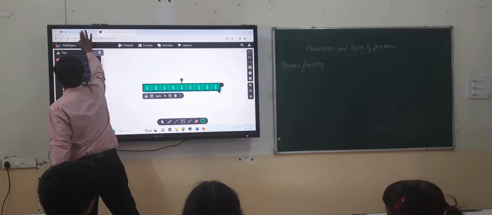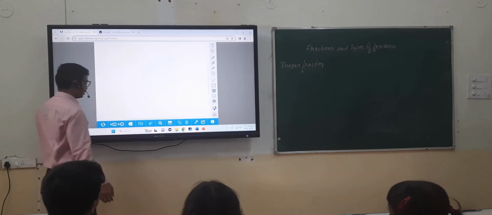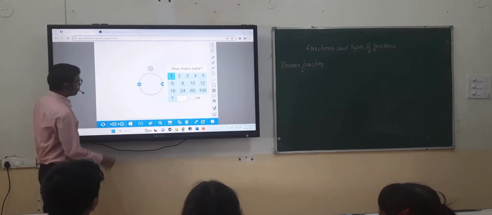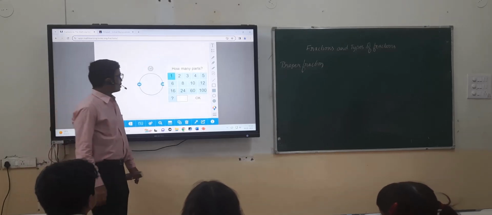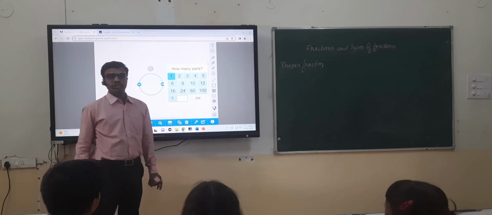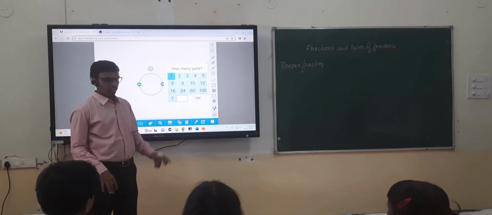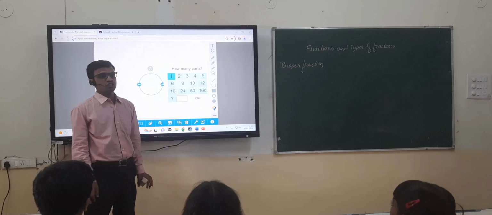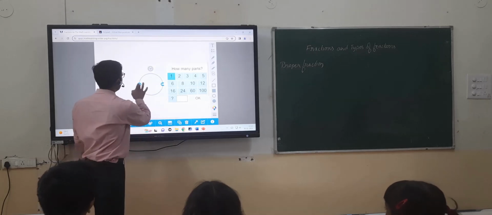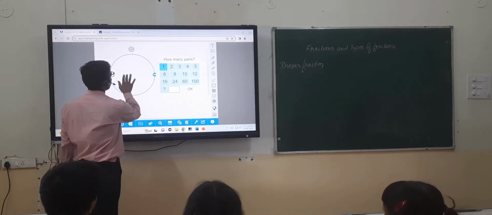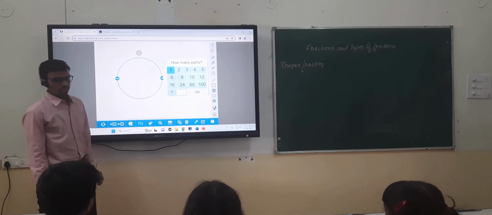We will take this. Just look at this. This time we'll show with the circle, whatever the parts you want to select. First you have to select what? Denominator. I will take this circle. I will make it a little bit bigger so that you can see.